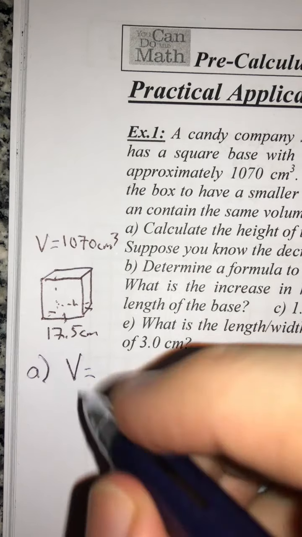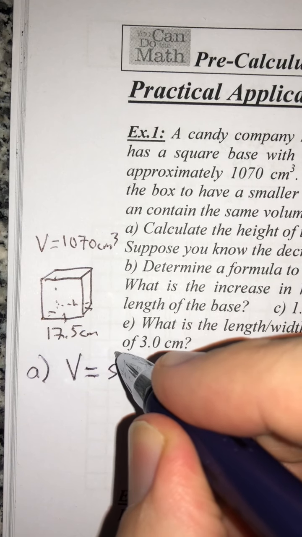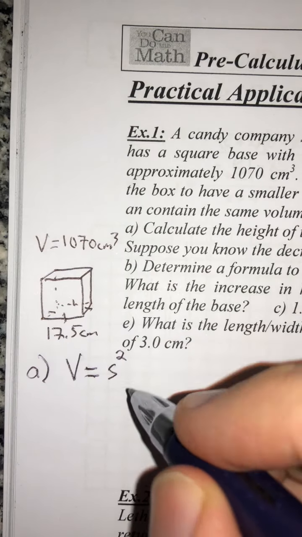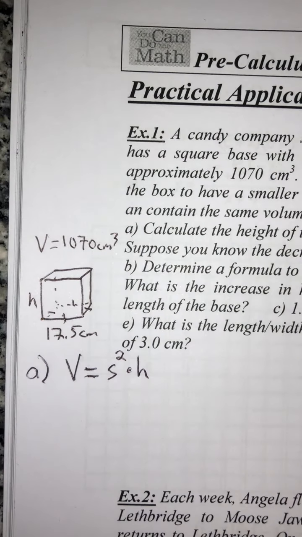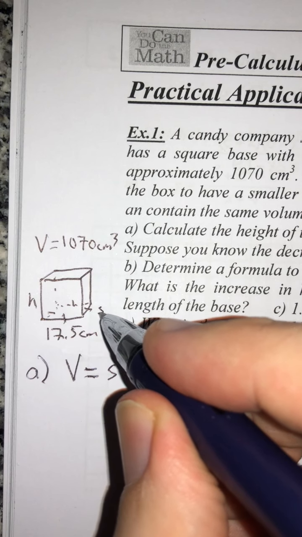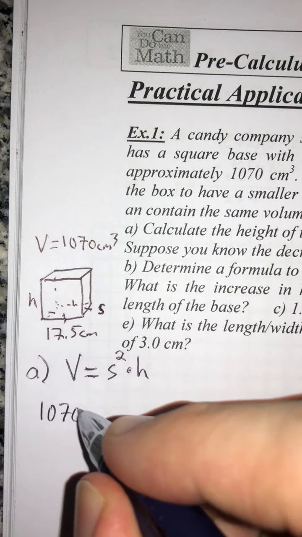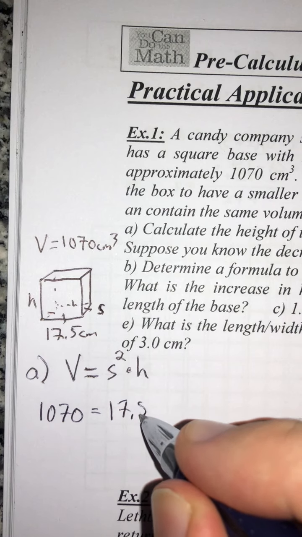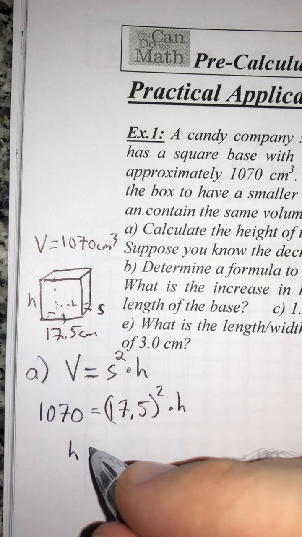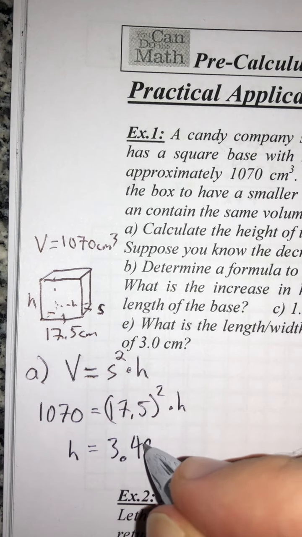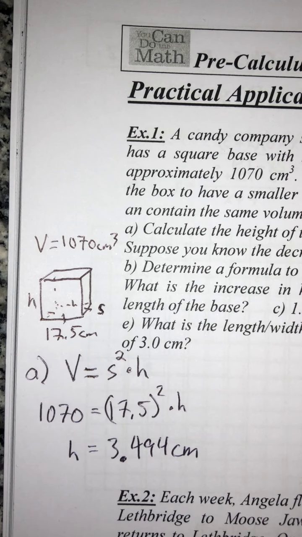So volume equals, now because we have a square base, I'm going to just put the sides of the base, so side squared times the height. So this is the height of the box. And down here, these are the sides. So volume, 1,070 equals 17.5 squared times the height. And we get the height is 3.494. This is a rounded number. So this is our original height.